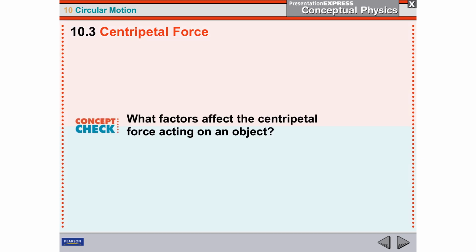So did you learn anything? What factors affect the centripetal force acting on an object? Well, the centripetal force, your F sub c, is based upon the mass of the object, the tangential speed of the object, and the radius of the object from the center of whatever curve it's traveling on.